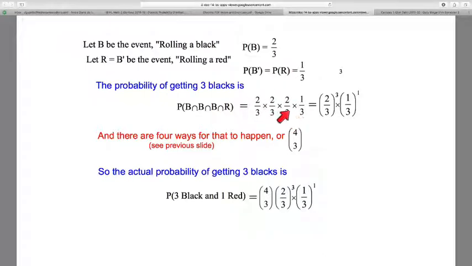it could happen, but it could be 2/3, 1/3, 2/3, 2/3. So the order can change, and we have to account for that, and that's what the combinatoric is doing for us. So the probability of getting 3 blacks and 1 red is going to be 4 choose 3, times the 2/3 probability happening 3 times, and the 1/3 probability happening once.